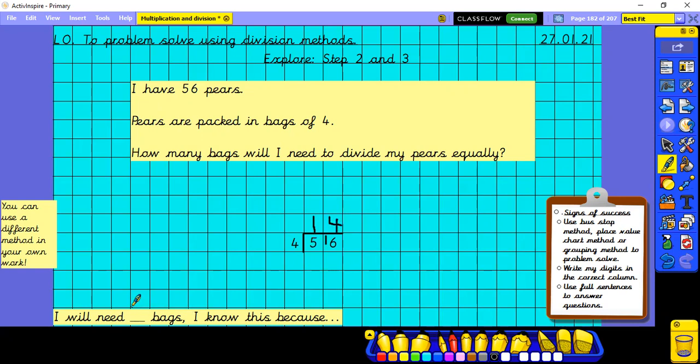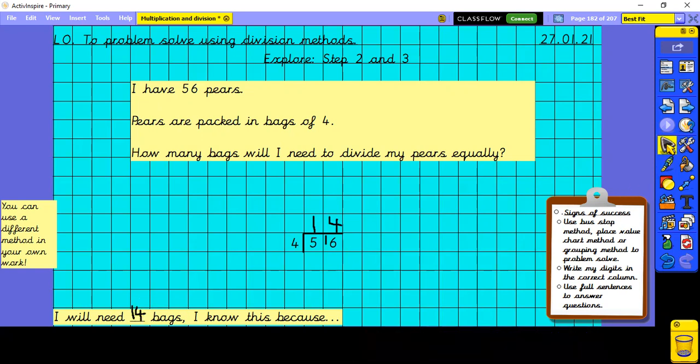So I know that I need 14 bags. And I know this because there are 56 pears. They're packed in bags of 4. So if I do 56 divided by 4, my answer is 14. So if you had a go at this one, well done if you got the answer correct. And if you didn't, it's fine, just have a look at where your mistake was.